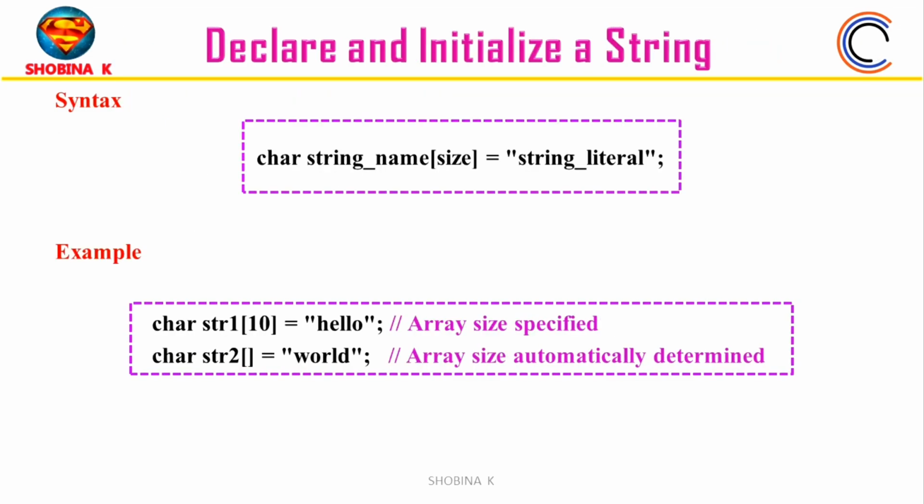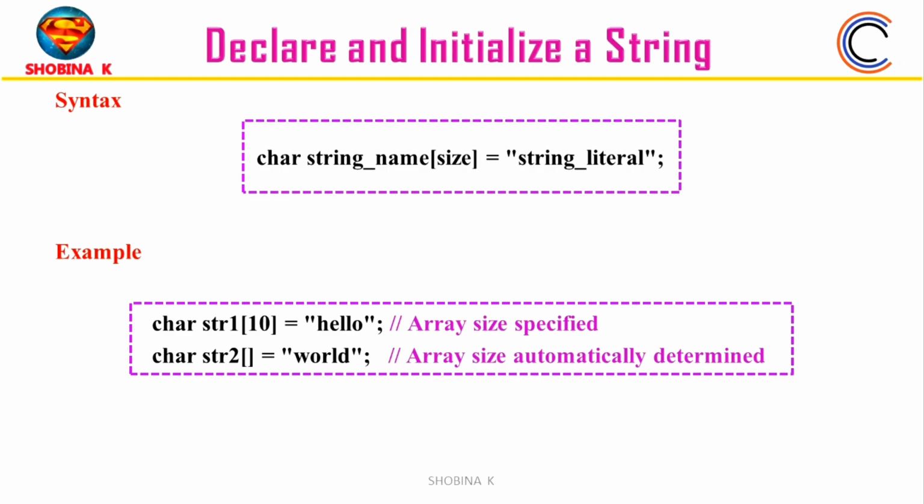Now let's understand the concept of declaring a string in C. Here is the general syntax: char string_name[size] = "string literal". Char is the data type for characters. String name is the name of the string variable. Size is the size of the character array. If it is not specified, the size will be automatically determined based on the length of the string literal. String literal is a sequence of characters enclosed in double quotes that represents the string.